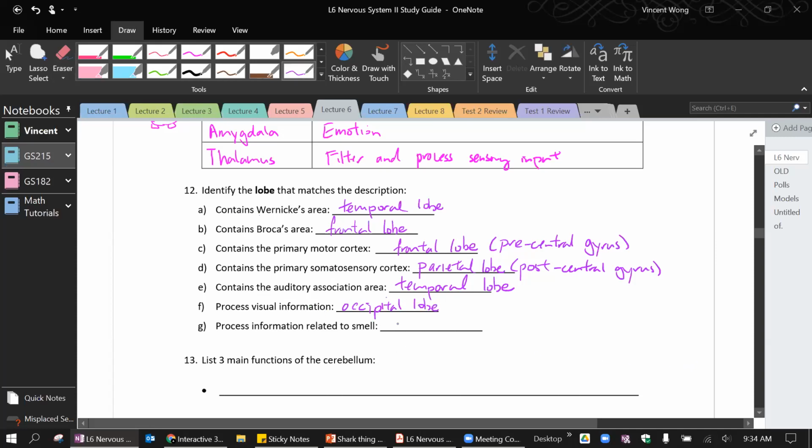And information related to smell, that is also in the temporal lobe.